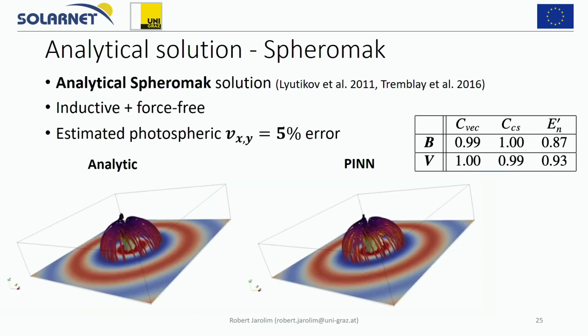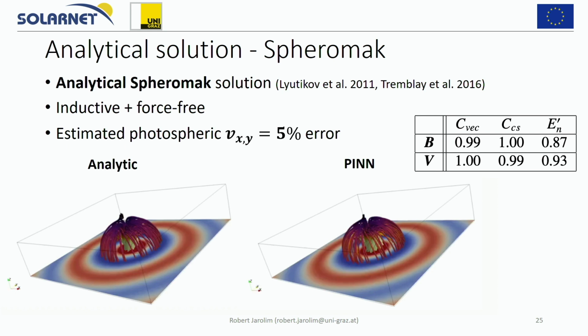As a first step, we want again to verify that this approach is even valid. And we applied it to an analytical solution of a spheromak, which is an expanding spheromak solution that is both inductive and force-free. So we should be able to obtain basically a perfect solution for this. And we mimic the solar case where we have only observations of Dopplergrams, meaning only the line of sight component, or the Z component, of the velocity field is available.